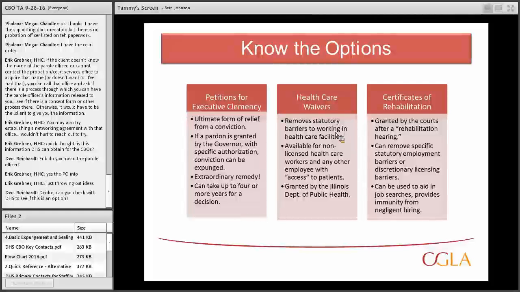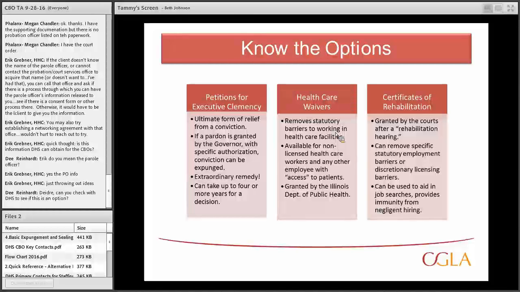So this next section I'm walking into is about some of the remedies available for people who are not eligible to expunge or seal. Are there any questions before we move into this section? We have a couple, but I think they can wait until the end.